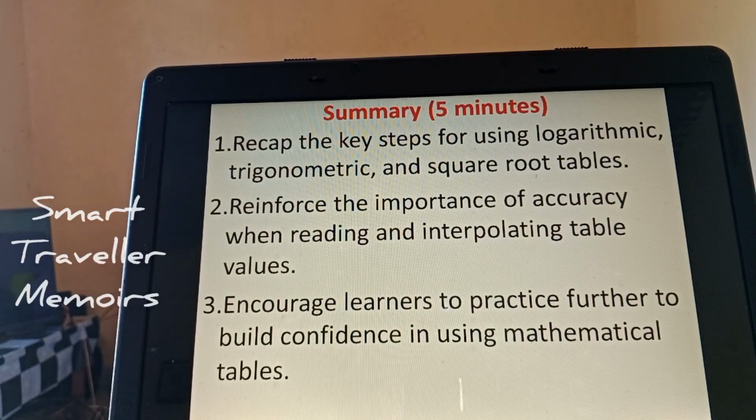And finally, you have the summary. It takes 5 minutes where you recap the key steps for using logarithmic, trigonometric, and square root tables. Reinforce the importance of accuracy when reading and interpolating table values. Encourage learners to practice further to build confidence in using mathematical tables. Notice I've also included the reciprocal and the squares, cubes, and cube roots.